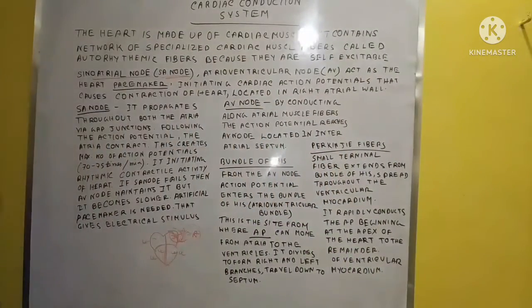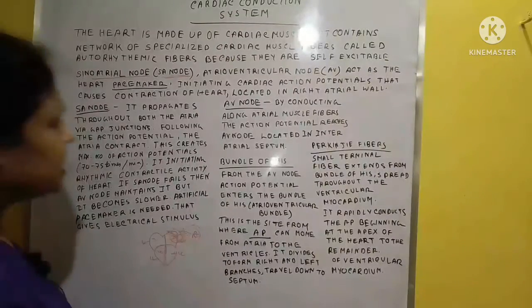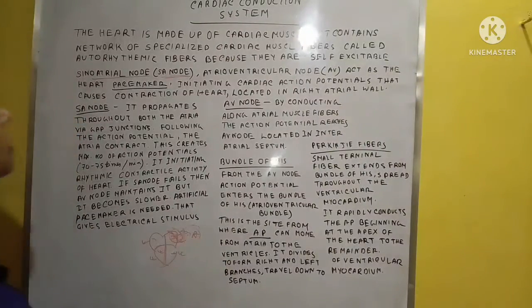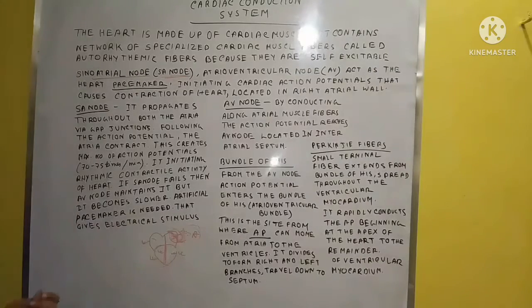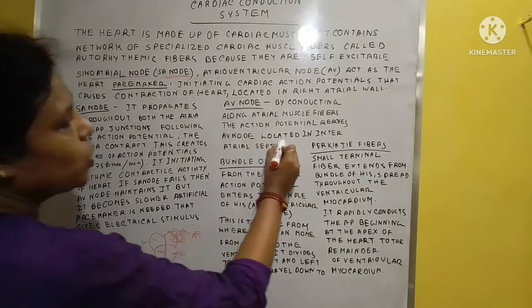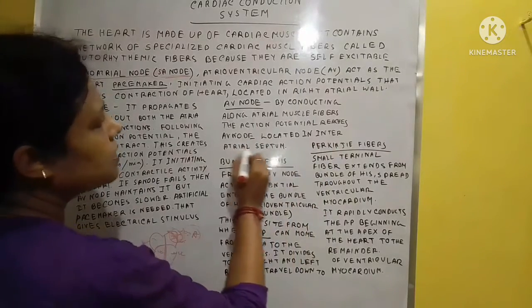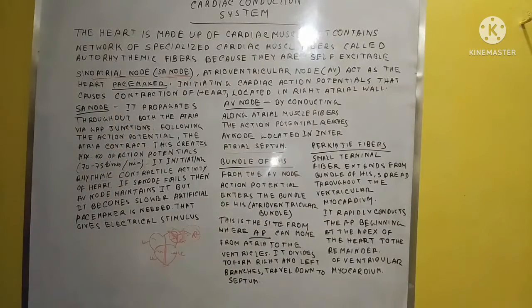So this is the AV node's function. Next we learn about the AV node. What is the AV node? The AV node is the atrioventricular node. This atrioventricular node is situated, just located in the interatrial septum. You know the septum, what is called the septum?